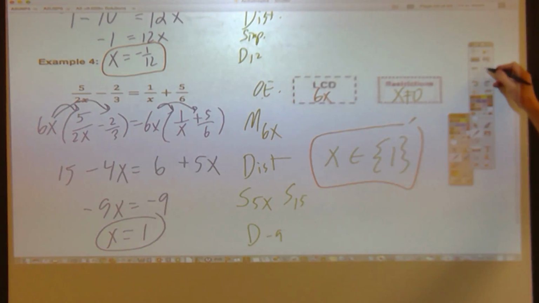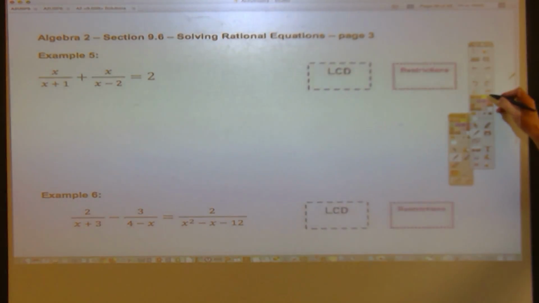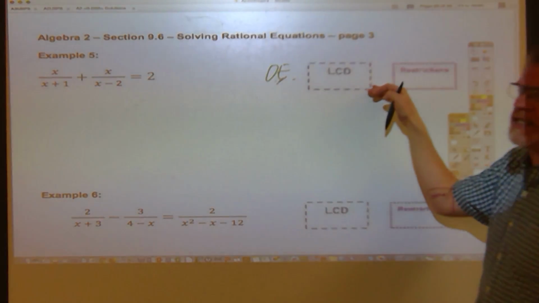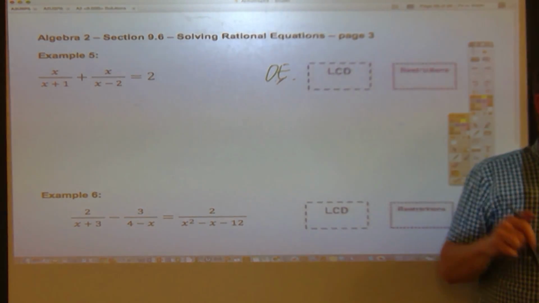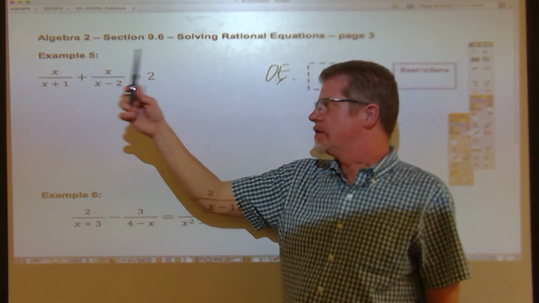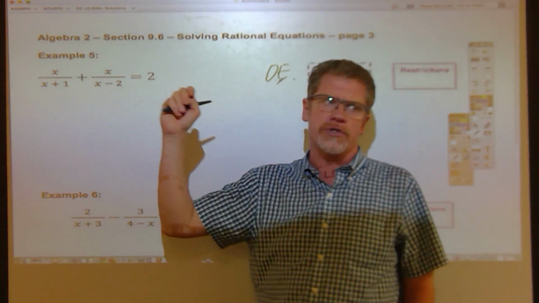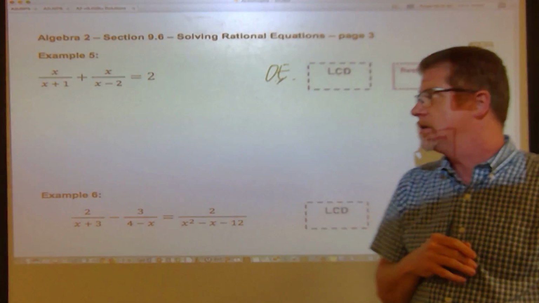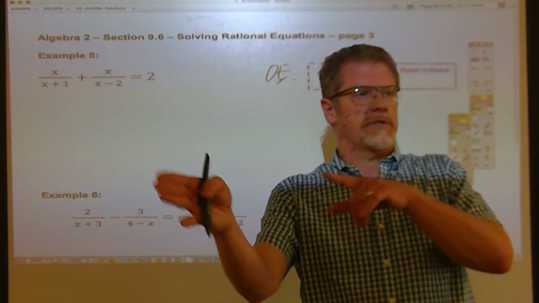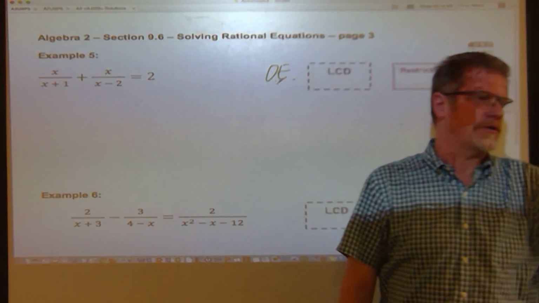All right, let's go to our last page. Examples 5 and 6. Okay, here we go. Now, I'd like you to fill in the LCD box right up here. What is the lowest common denominator of all the fractions over here? I'd like you to survey all the fractions, take inventory of all the fractions. What is the lowest common denominator? Help me out with that, please. Thomas Gonzalez, what is the lowest common denominator?